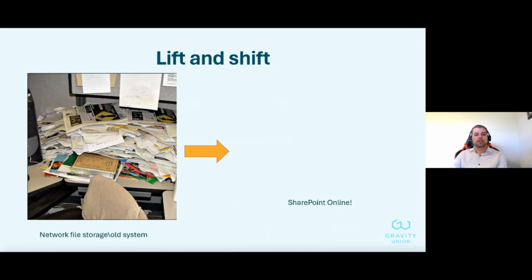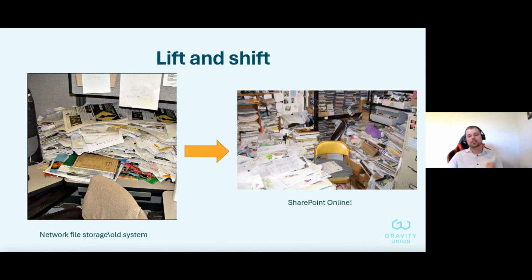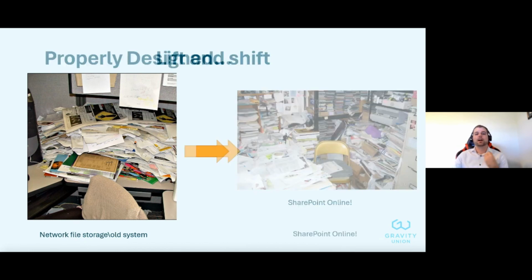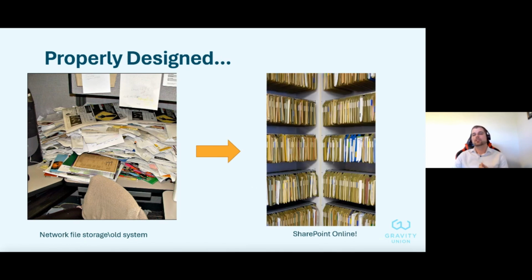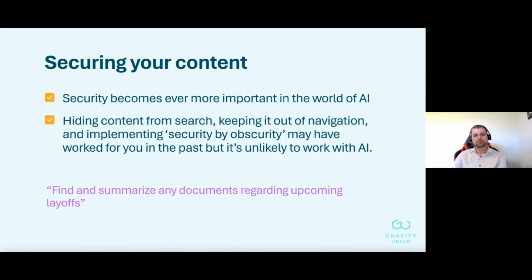So no lift and shift, right? If you take this old messy content and you dump it into SharePoint Online, you're just going to have some old messy content in SharePoint Online. Instead, we want to take our messy content and turn it into nice, organized, beautiful, tagged content where not just humans, but AI can also find this content and use it appropriately.